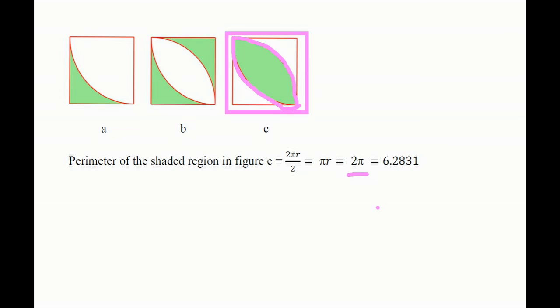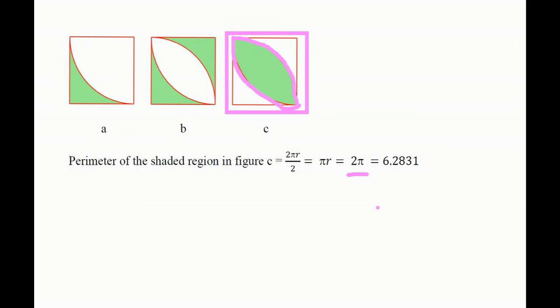And if I replace pi with 3.142, I get 6.2831 approximately. So the perimeter of the green petal or shaded region is 2 pi or 6.2831. Now, you can write 2 pi on the exam and leave your answer in that format and you will be fine.